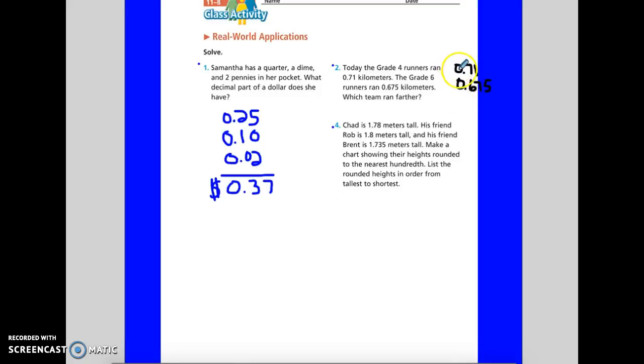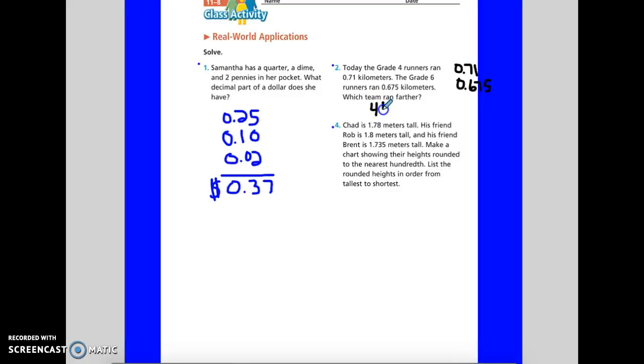So 0 and 0 are the same. Then I get to the tenths spot here, and I've got 7 and 6. So which one is bigger? You said 7, you're correct. So which team ran further? The 4th grade team that ran 71 hundredths kilometers ran further. So we're going to say the 4th grade team.